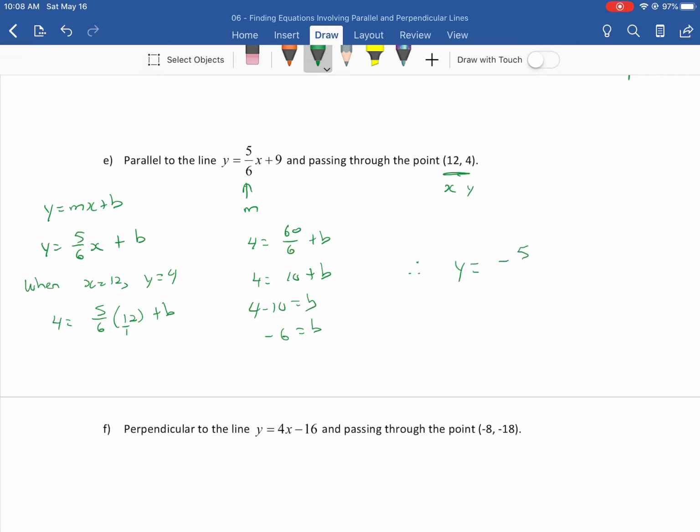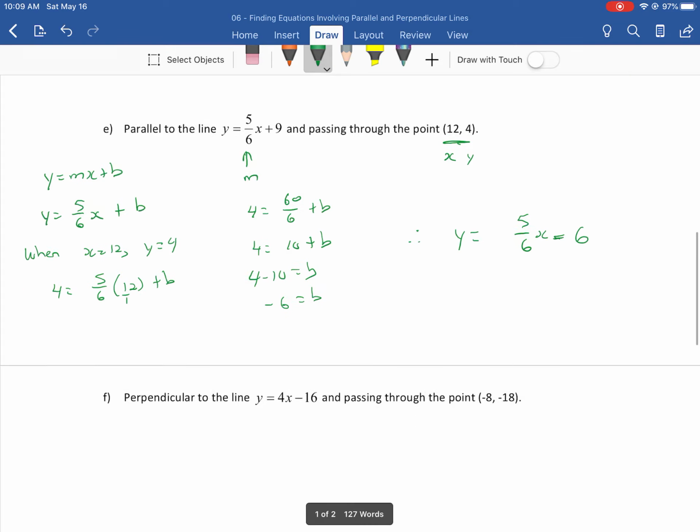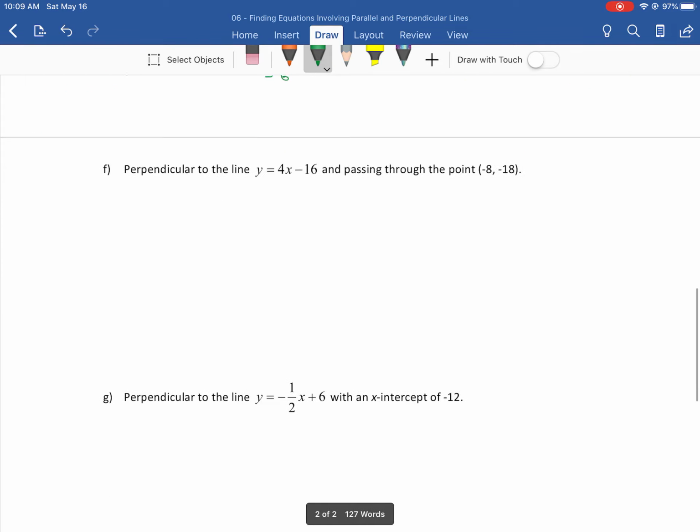So now I've got my equation. Y equals 5/6x, not negative, minus 6. Okay, so that one's a lot like previous days' questions. It could take stuff out of the parallel and perpendicular lesson, and then take stuff out of the finding equations of lines lesson. So all tied into one.